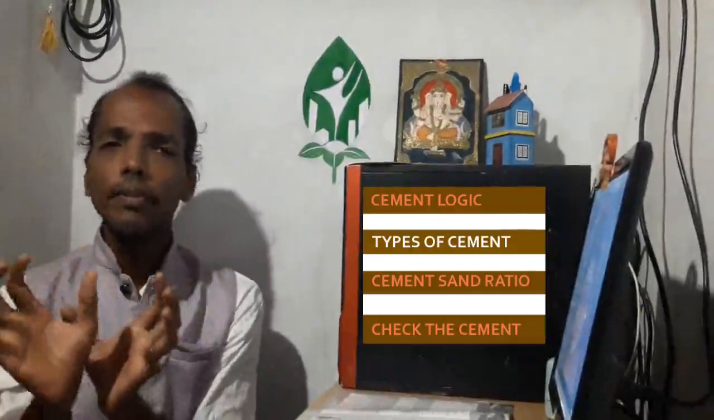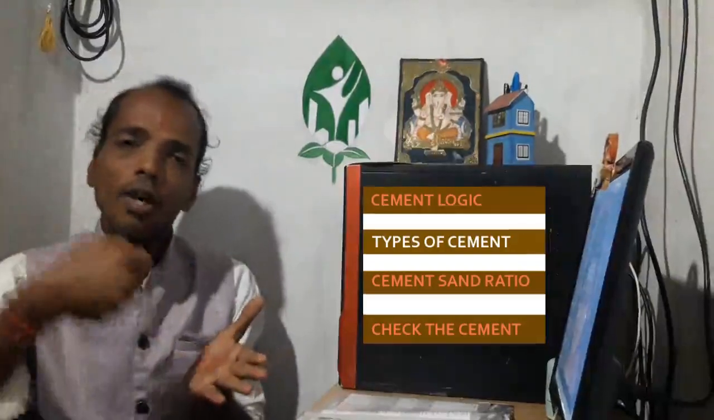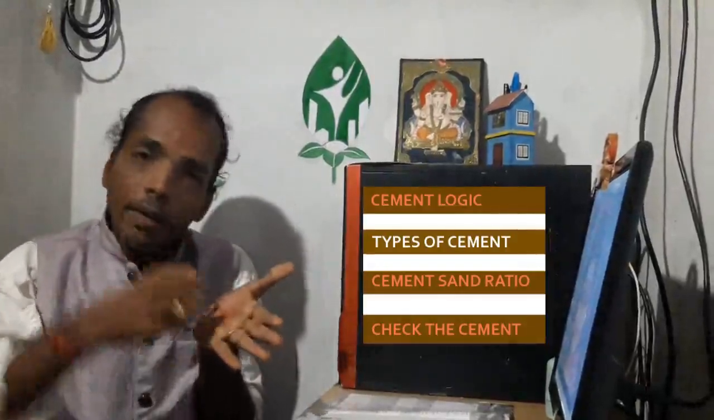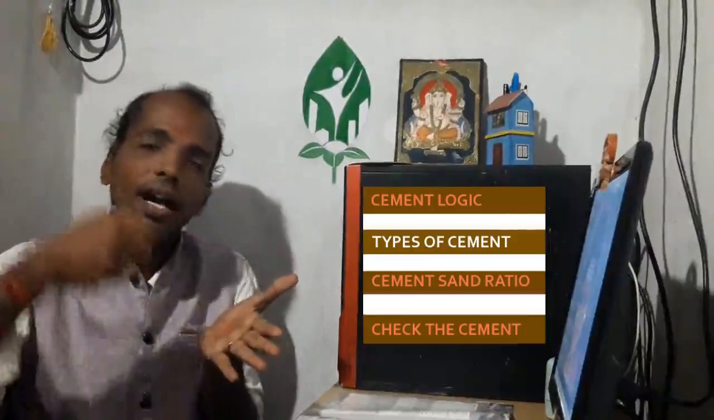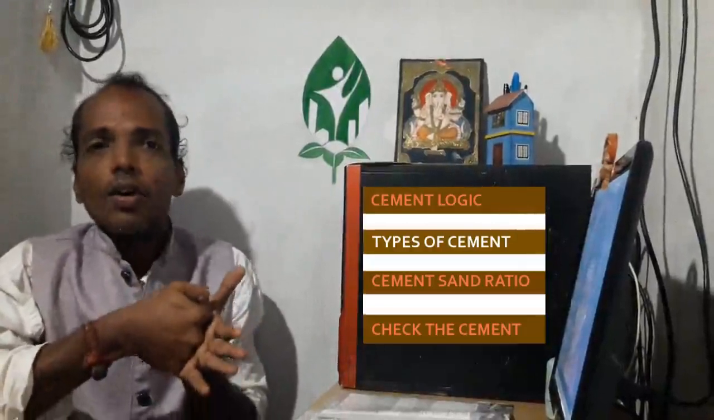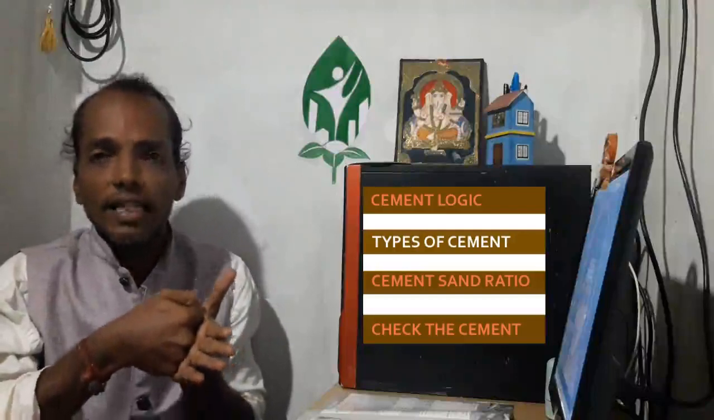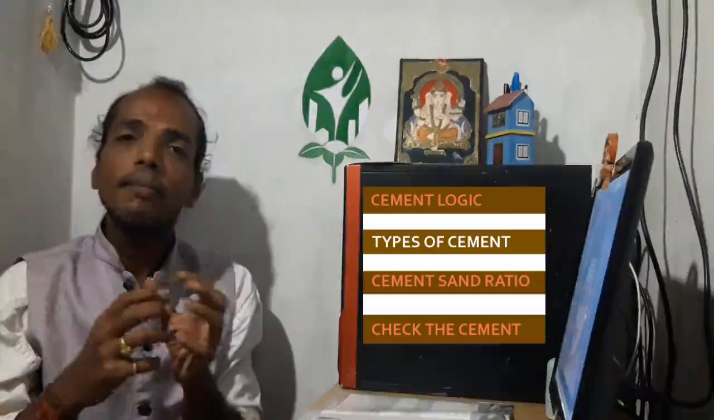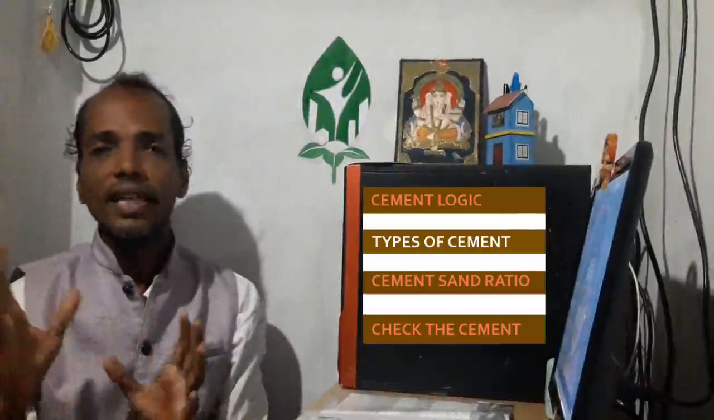So 53 Newton means 5.4 kilogram of force, which is compressed acting above the 1 mm square of area. So 1 mm square of area under the pressure of 5.4 kilogram force. So that is called 53 grade cement. That cement can carry a maximum of 5.4 kilogram of force per mm square. That is the maximum strength of cement which is available in the Indian market. So 53 grade is the maximum.